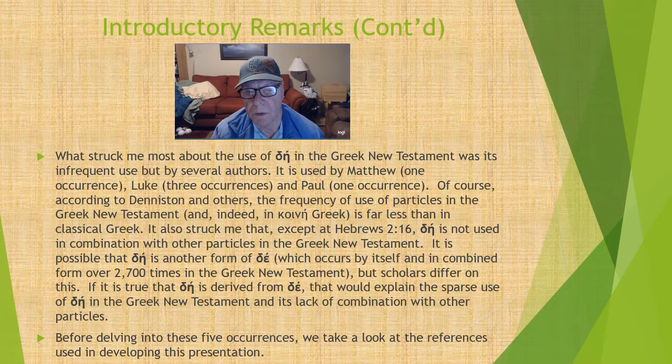It also struck me that, except at Hebrews 2:16, δή is not used in combination with other particles in the Greek New Testament. It is possible that δή is another form of δέ, which occurs by itself and in combined form over 2,700 times in the Greek New Testament. But scholars differ on this. If it is true that δή is derived from δέ, that would explain the sparse use of δή in the Greek New Testament and its lack of combination with other particles.